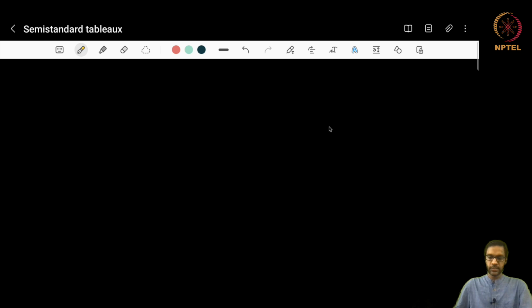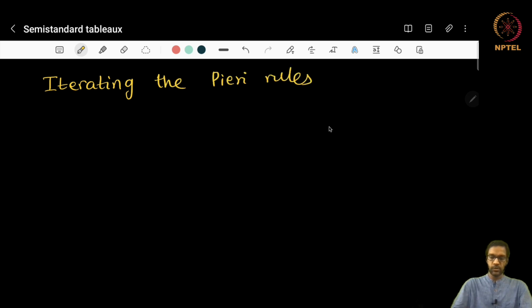Okay, so let's talk about iterating the Pieri rules. So we've said what the Pieri rules are. Now we're going to do the following. So let me say: iteration of Pieri rules. Okay, we'll see in a minute what this means.